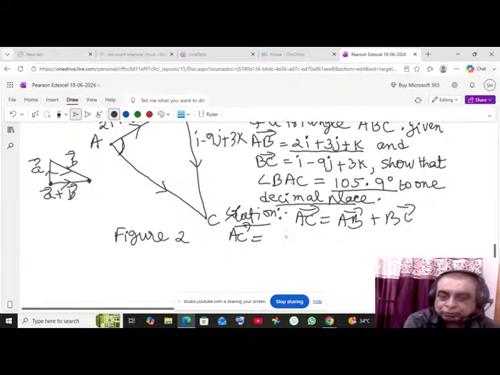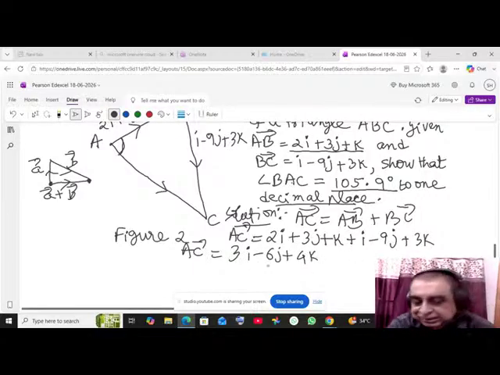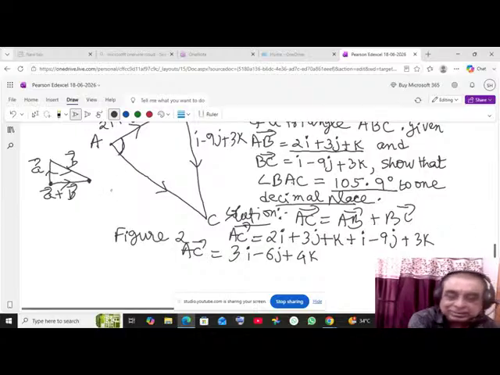So AC will be equal to vector AB plus vector BC. Vector AB is 2i plus 3j plus k, and vector BC is i minus 9j plus 3k. Add it up. 2i plus i is 3i, 3j minus 9j is minus 6j, and k plus 3k is 4k. That is the vector AC, represented by 3i minus 6j plus 4k.